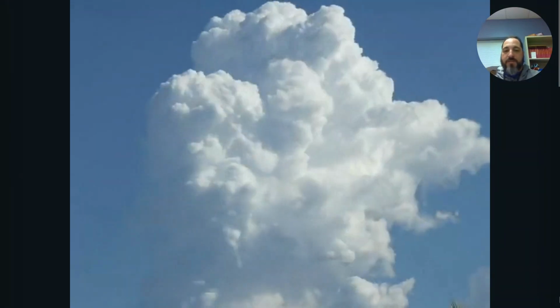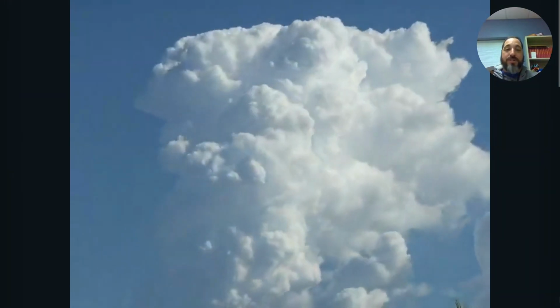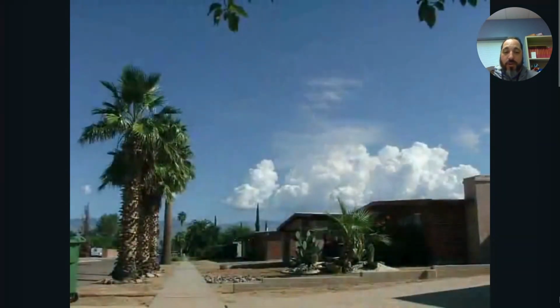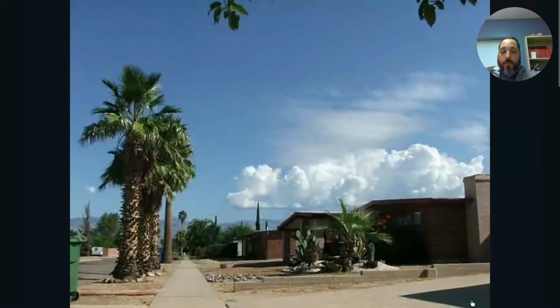So here's a quick time lapse of some clouds forming. You can see how the clouds seem to be growing up, and that's because as the air is rising, it's reaching that dew point and starting to condense. You can see that's how clouds kind of build on each other. They just kind of grow from a spot right here.